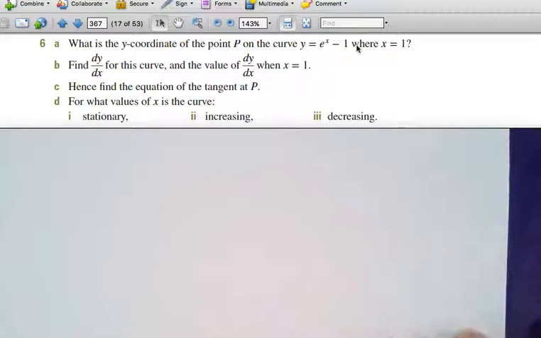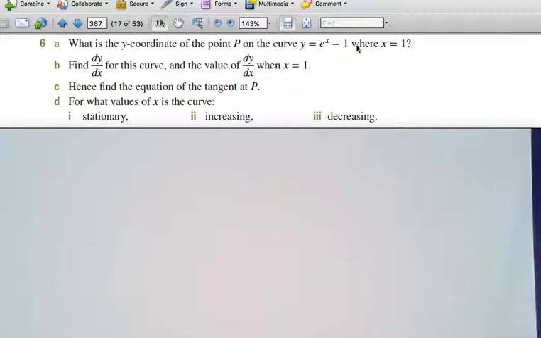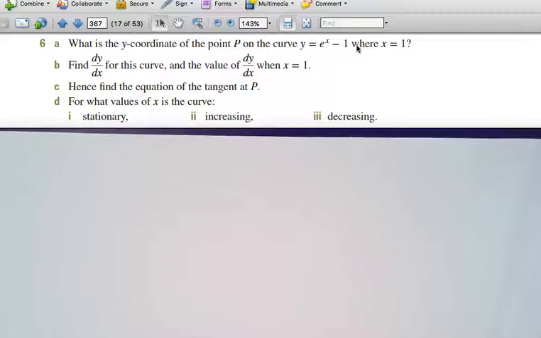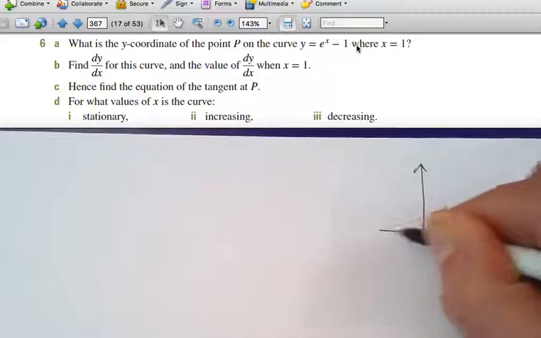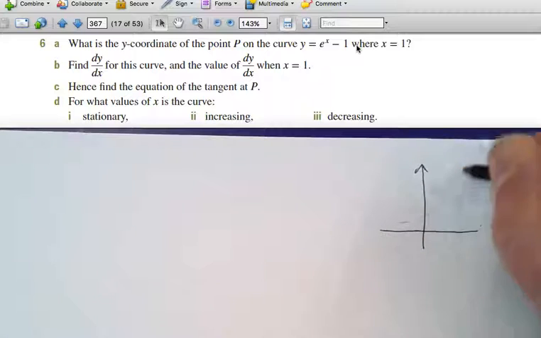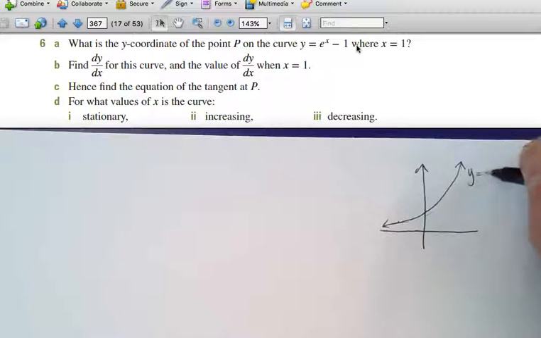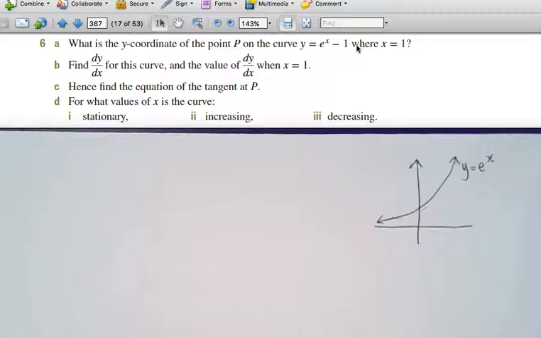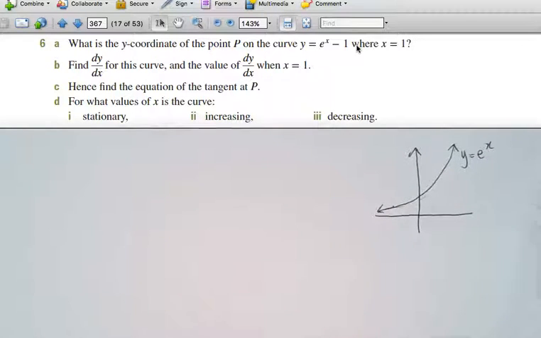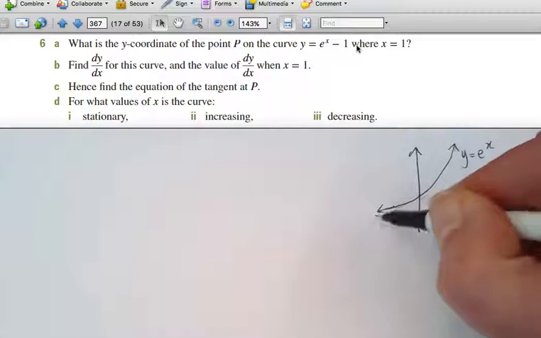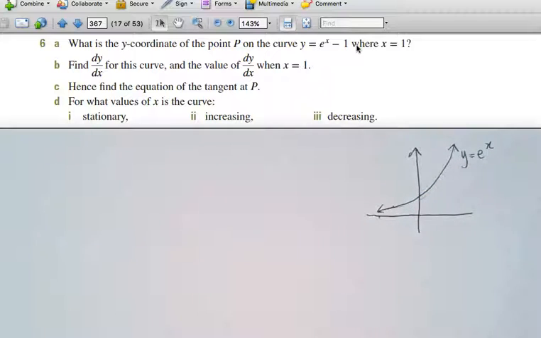Now, if I just did a very quick sketch of that curve, it looks like 2 to the power of x or 3 to the power of x. All those exponential curves look like this. That's y equals e to the power of x. We aren't going to spend a lesson sketching it. But if that's y equals e to the power of x, what does e to the power of x take away 1 look like?